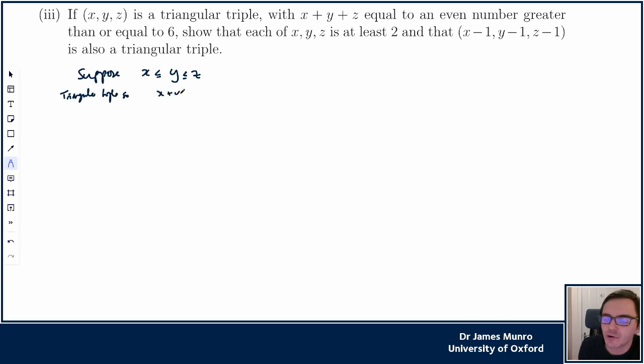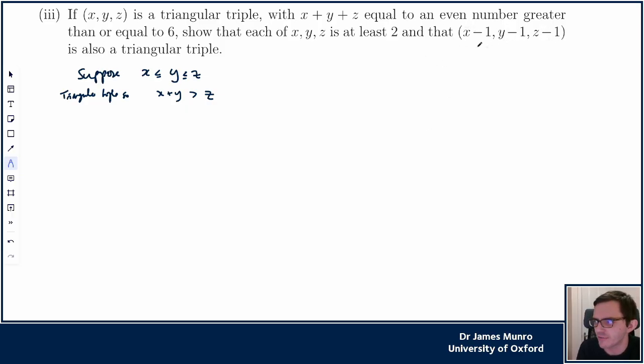So x plus y is strictly greater than z. We're dealing with whole numbers here because everything in a triangle triple is a whole number. So these are whole numbers, x plus y bigger than z. Okay, so we're asked to show that x minus 1, y minus 1, z minus 1 is also a triangular triple. Now let's see what we want there.